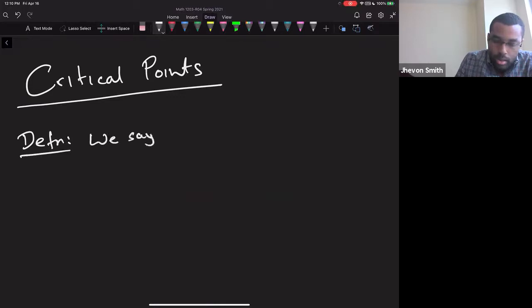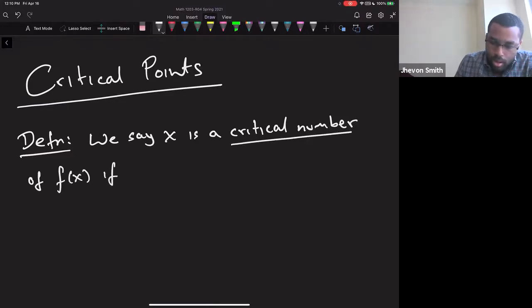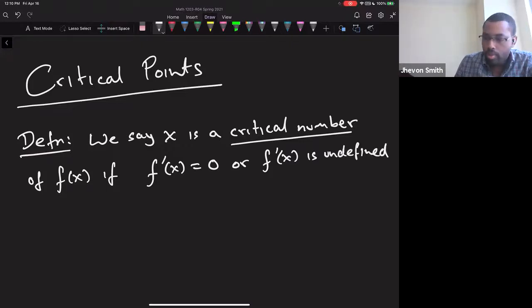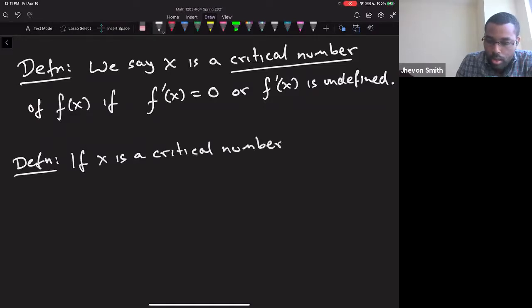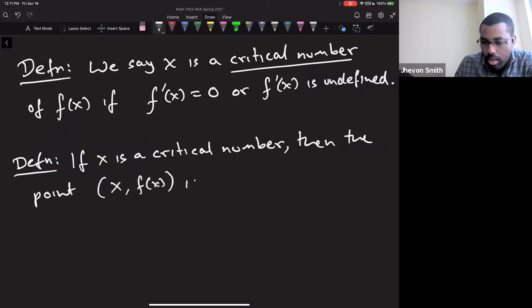We say x is a critical number of f of x if f prime of x equals zero or f prime of x is undefined, does not exist. Okay, so the places where derivatives are zero or undefined, these are prime candidate locations for where a max or min might occur. And so we want a definition that encompasses that. So that's a critical number definition. If x is a critical number, then the point x comma f of x is called a critical point.